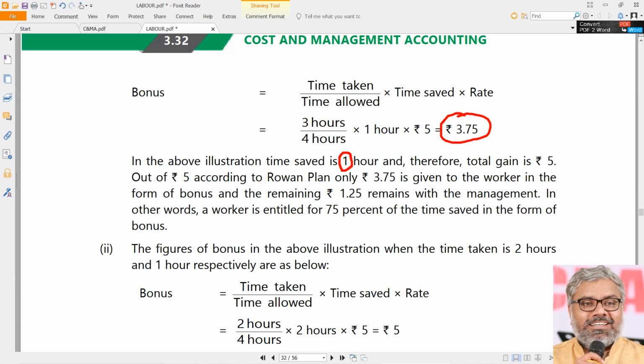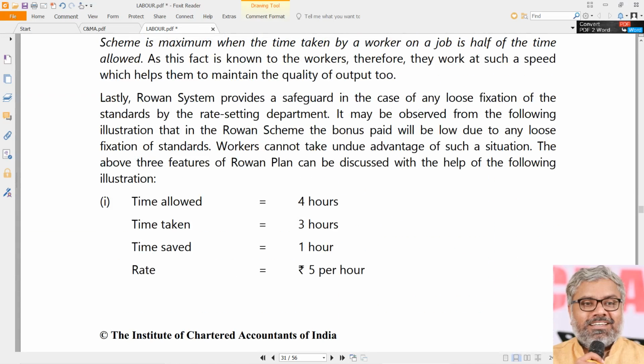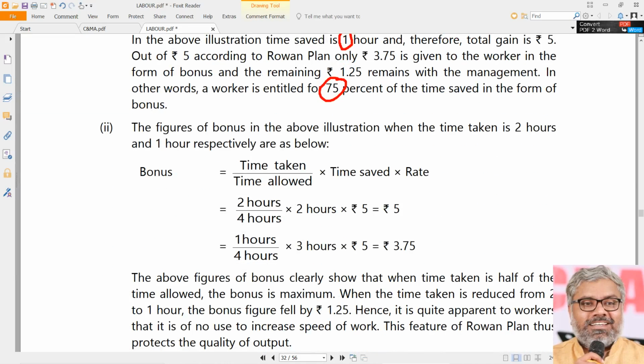In other words, the worker is entitled to 75% of the time that is saved by him. That's what it is. 75% here. 3 by 4 means around 75% of the time that is saved by him in the form of bonus, the worker was able to get that here under Rowan scheme. But in Halsey, that is fixed at 50% only.